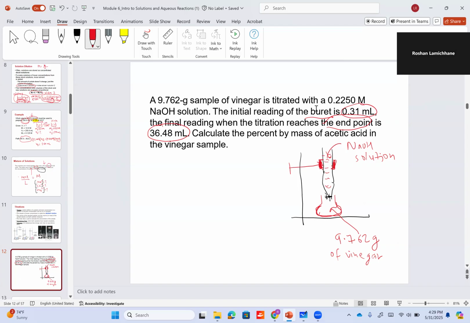Right now, the goal is to figure out the percent by mass of acetic acid, which we can do if we can figure out the number of moles of acetic acid, right? Because from the number of moles of acetic acid, I can figure out the mass of acetic acid, right? After I figure out the mass of acetic acid, oh, guess what? That mass of acetic acid divided by the total mass of the sample will tell me the percent by mass of acetic acid in that vinegar sample. All right, let's work through this problem now.